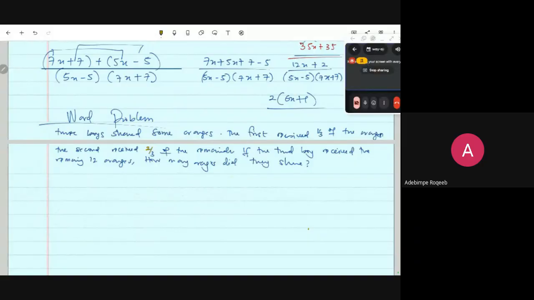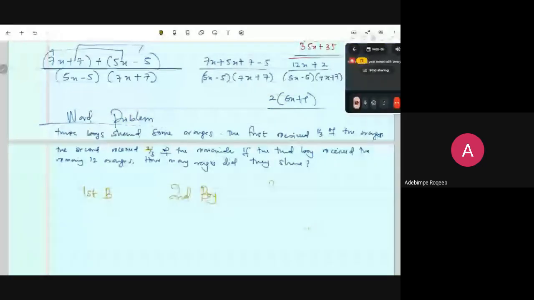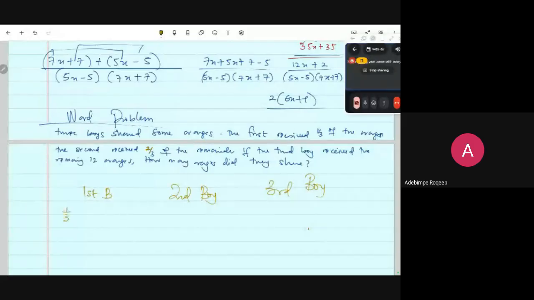3 people shared some oranges. The first boy, the second boy, and the third boy. The first received 1 over 3 of the oranges. What is left unshared? 2 over 3 is left unshared. 2 over 3 is left unshared for the second and third to share the whole orange.